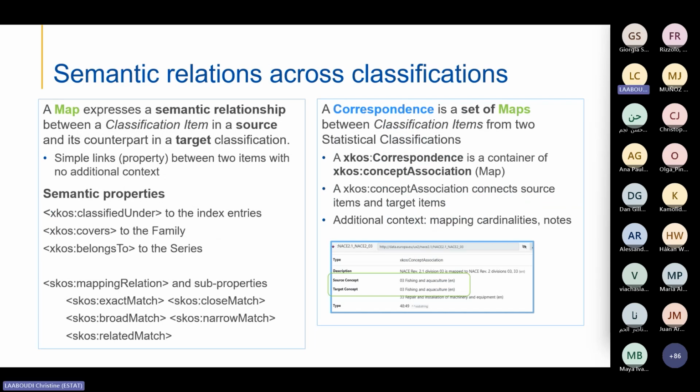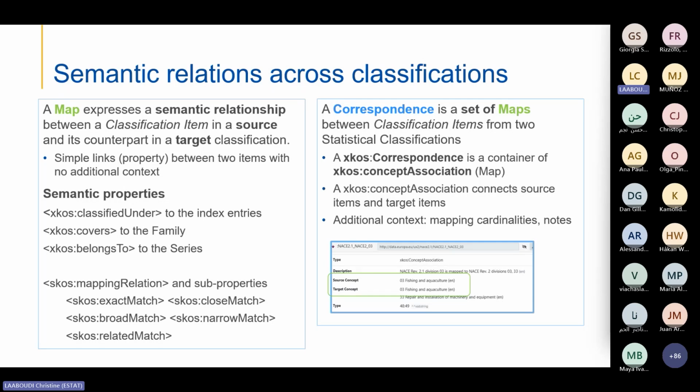So this is almost the last slide of the presentation. Up to now, we have mainly looked at the relations inside one classification, between the concept, the item, or between the item and the levels. And here we will consider the semantic relationships that connect different classification resources.